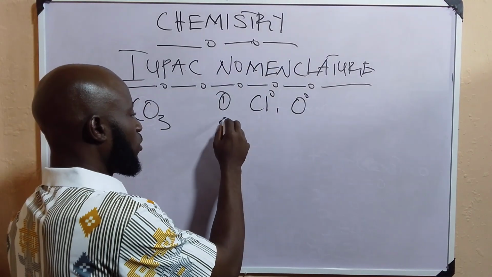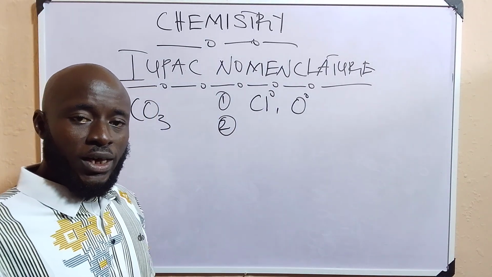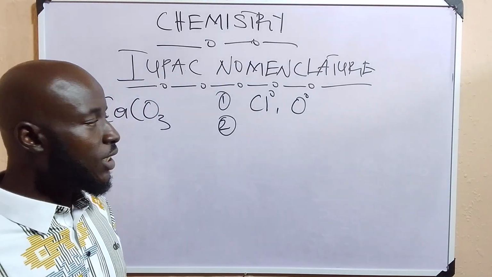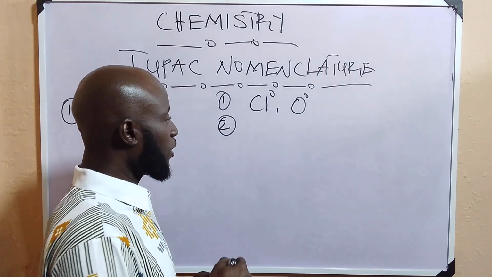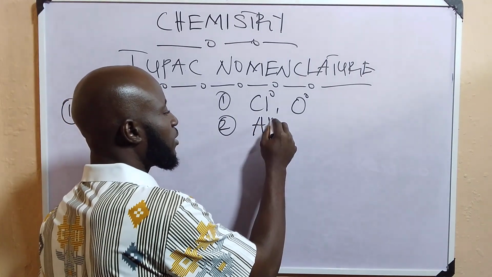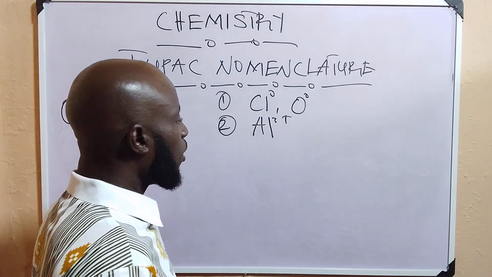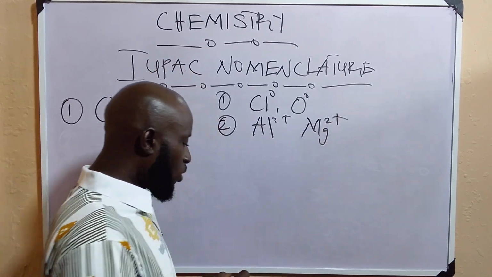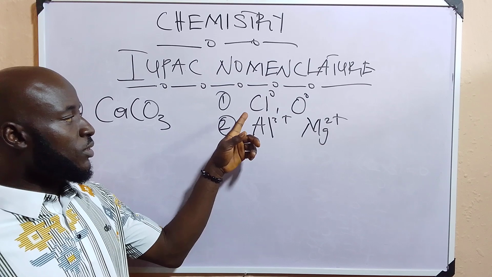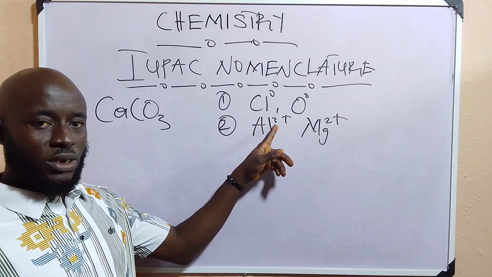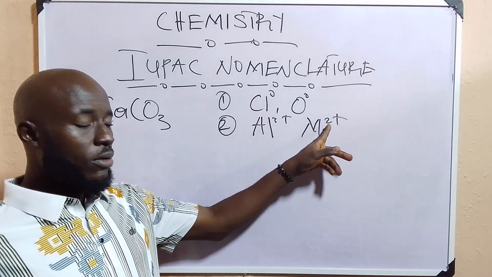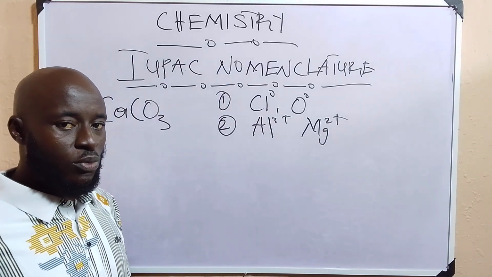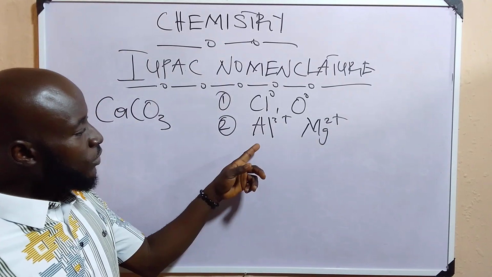Secondly, the oxidation number of any simple ion is what? Is the charge on that ion. We have aluminium, Al3+. We have magnesium, Mg2+. So what they are telling you here is that the oxidation number of aluminium is 3 and the oxidation number of magnesium is what? Is 2. Because the second rule says that the oxidation number of a simple ion is the charge on the ion.